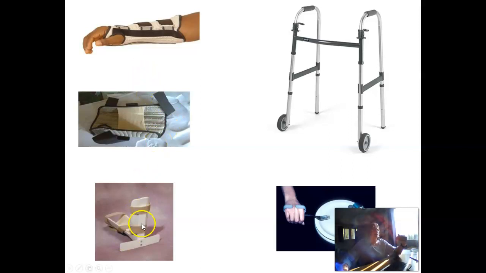You might notice a splinting type of device for somebody to keep their foot and their leg in a proper position. Walkers are used a lot in the nursing home as a walking aid, so they can have more mobility without having to have as much help.